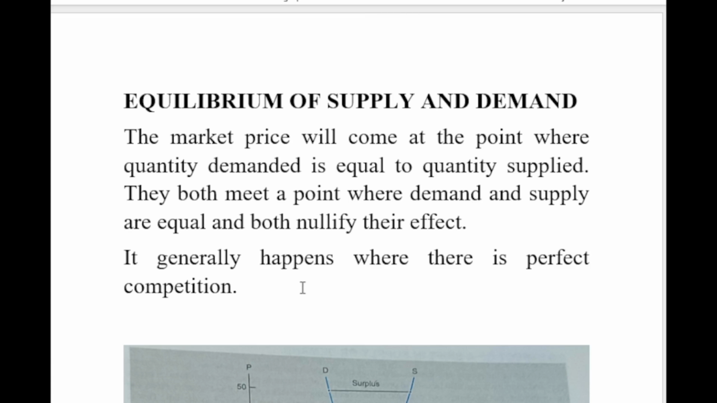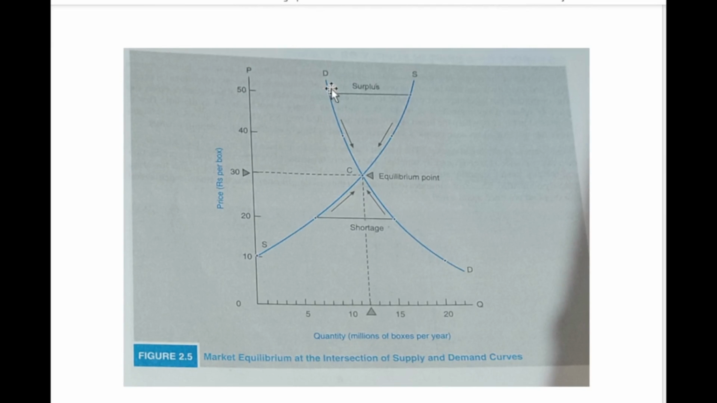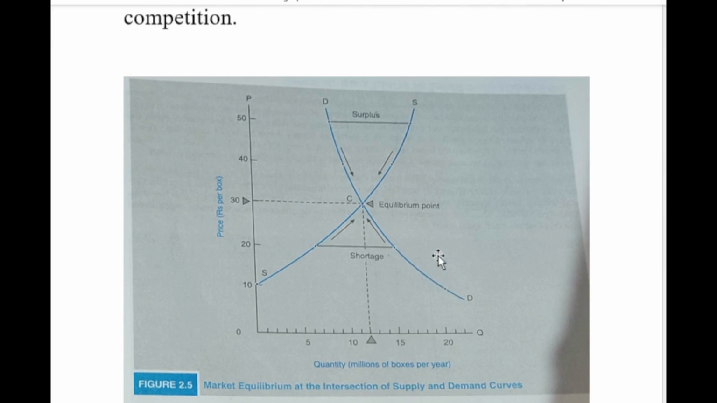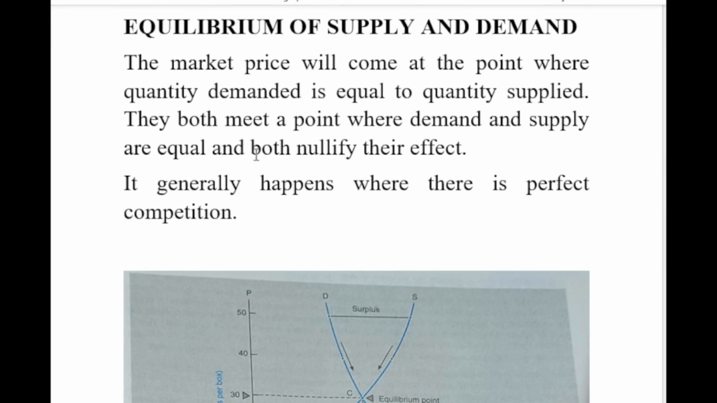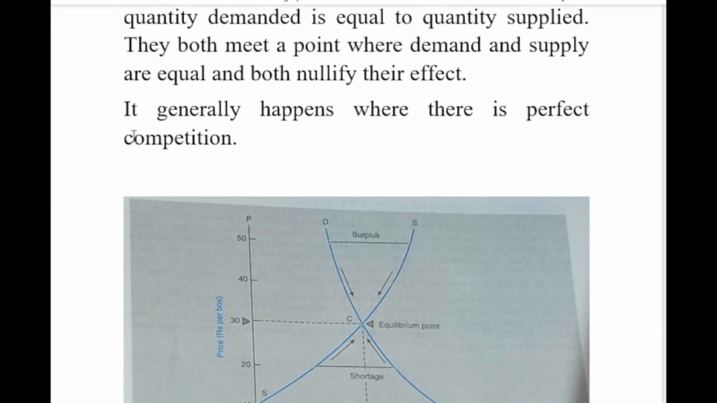We have also seen that the supply curve rises from left to right and the demand curve falls from left to right. So when they meet, exactly where they meet, it is the equilibrium of supply and demand. The market price will come at the point where the quantity demanded is equal to the quantity supplied. They both meet at the point where demand and supply are equal and nullify the effect. And generally it happens in perfect competition.